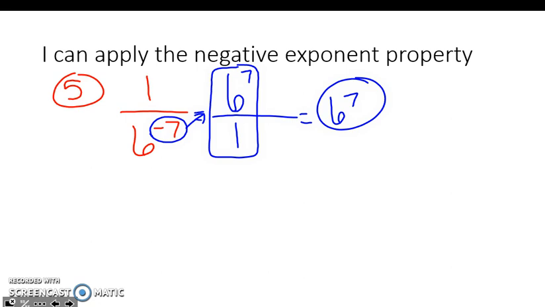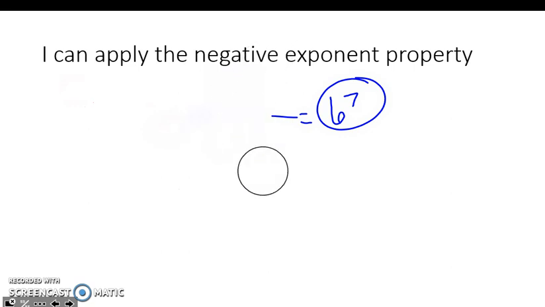So I don't technically have to have that 1 on the bottom, but if it helps you see it as a fraction, then go ahead and leave it there.